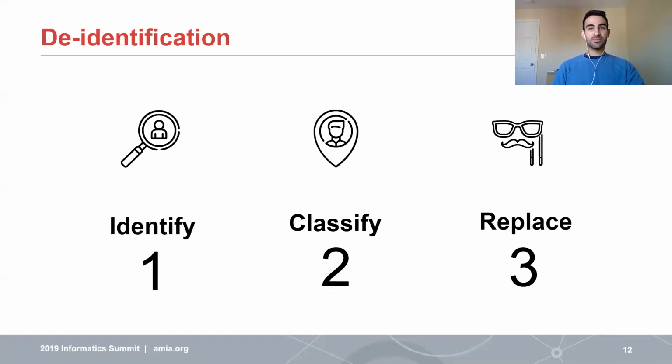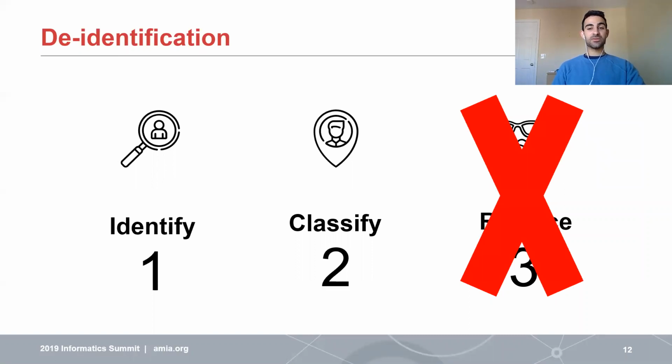There are 3 steps that must be taken to allow for the downstream use of EHRs. First, identify all the PHI within the text. Second, classify the category of each PHI from the 18 categories specified earlier. And third, replace the original PHI with synthetic PHI. We focused on the first 2 steps of this process.